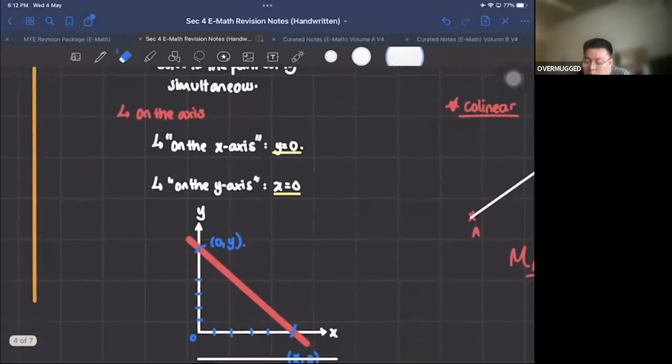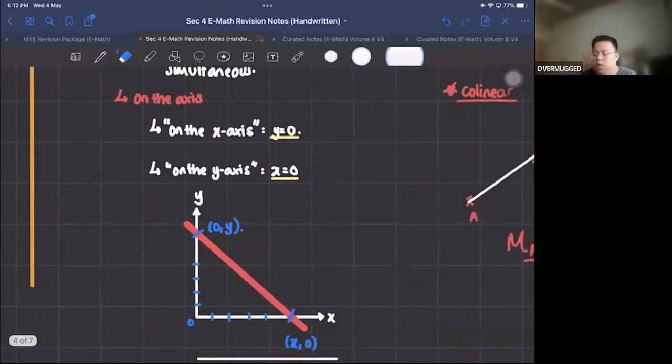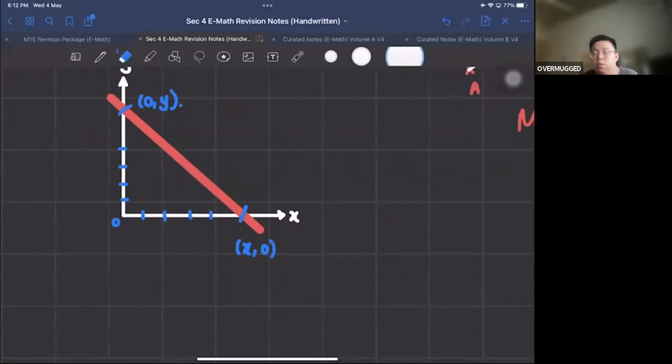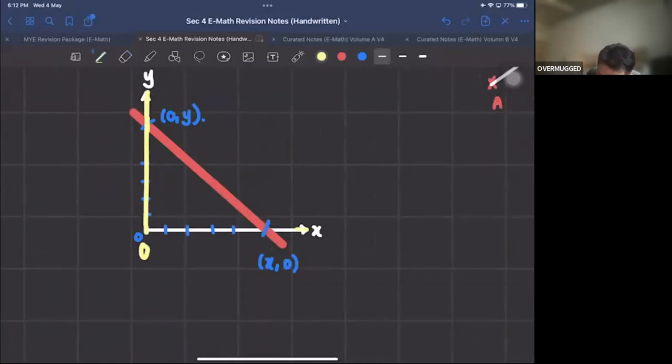Last point here, x-axis and y-axis. This is a very common question. If the question is asking you for the coordinate of the point that cuts the x-axis or cuts the y-axis, remember that y equals 0 for the x-axis, x equals 0 for the y-axis. How do I remember? Sorry, x equals 0 for the y-axis, y equals 0 for the x-axis. Just look at this. For example, for this point here, where is the x? 0. For this, where's the y? 0. This is how I remember. Simple memorization technique.